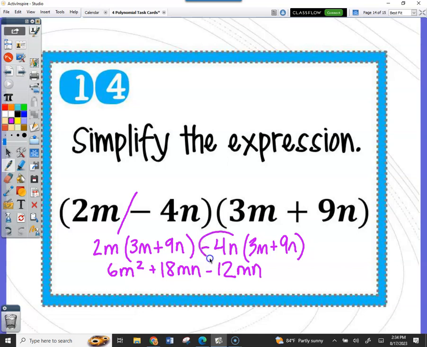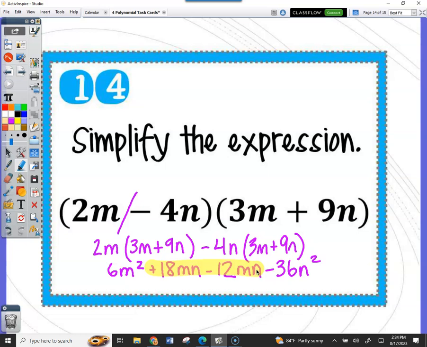And then now negative 4n times 9n. Negative 36 and then n squared. There it is. Negative 36n squared. And so the only thing you can do here is that front and that end just come down. And you might be thinking, well, what order do I write it in to be in standard form? When you have multiple variables like this, there's not really a standard form.